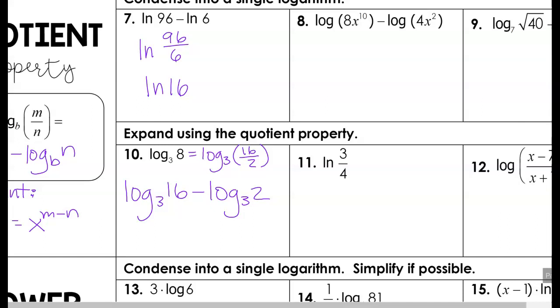Remember, we're doing properties so that we can solve harder problems next class. You're going to need to know these properties in order to solve for x next class. So it's good that we're simplifying it.